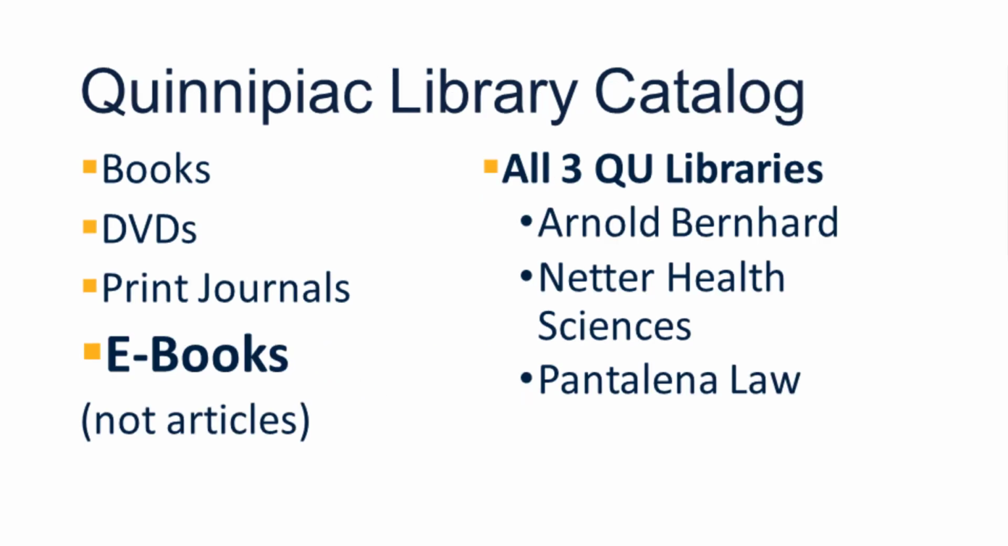First, a word about the Quinnipiac Library Catalog. The catalog contains all of the physical items, such as books, DVDs, and print journals, plus all the electronic books owned or subscribed to by Quinnipiac. The catalog includes items from all three libraries, the Arnold Bernhard Library, the Netter Health Sciences Library, and the Pantelina Law Library. The catalog does not have a search for individual articles.